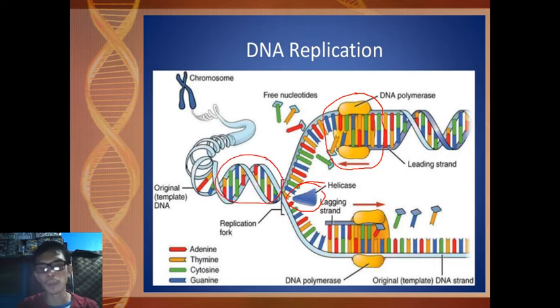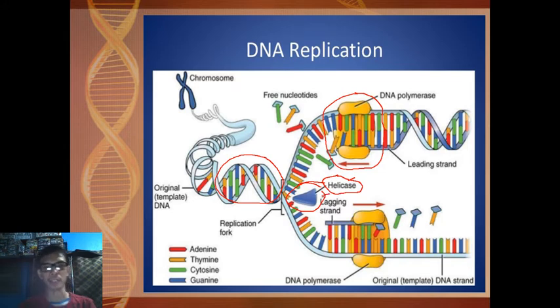So in order to separate that one, you need an enzyme called helicase. Remember, if you imagine a zipper, a zipper will not open if you do not pull down the one in the middle, the one that opens the zipper. So that's how this helicase looks like. Just like a zipper, this is the one found in the middle.